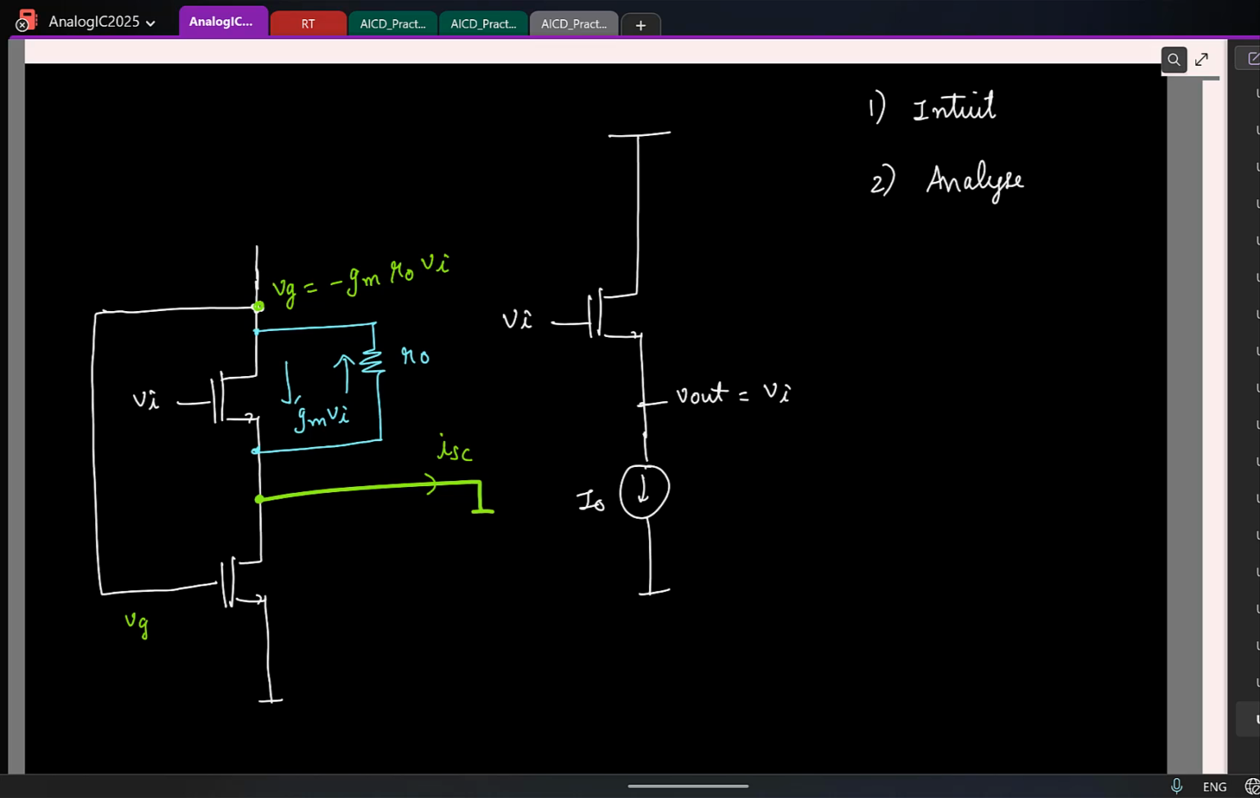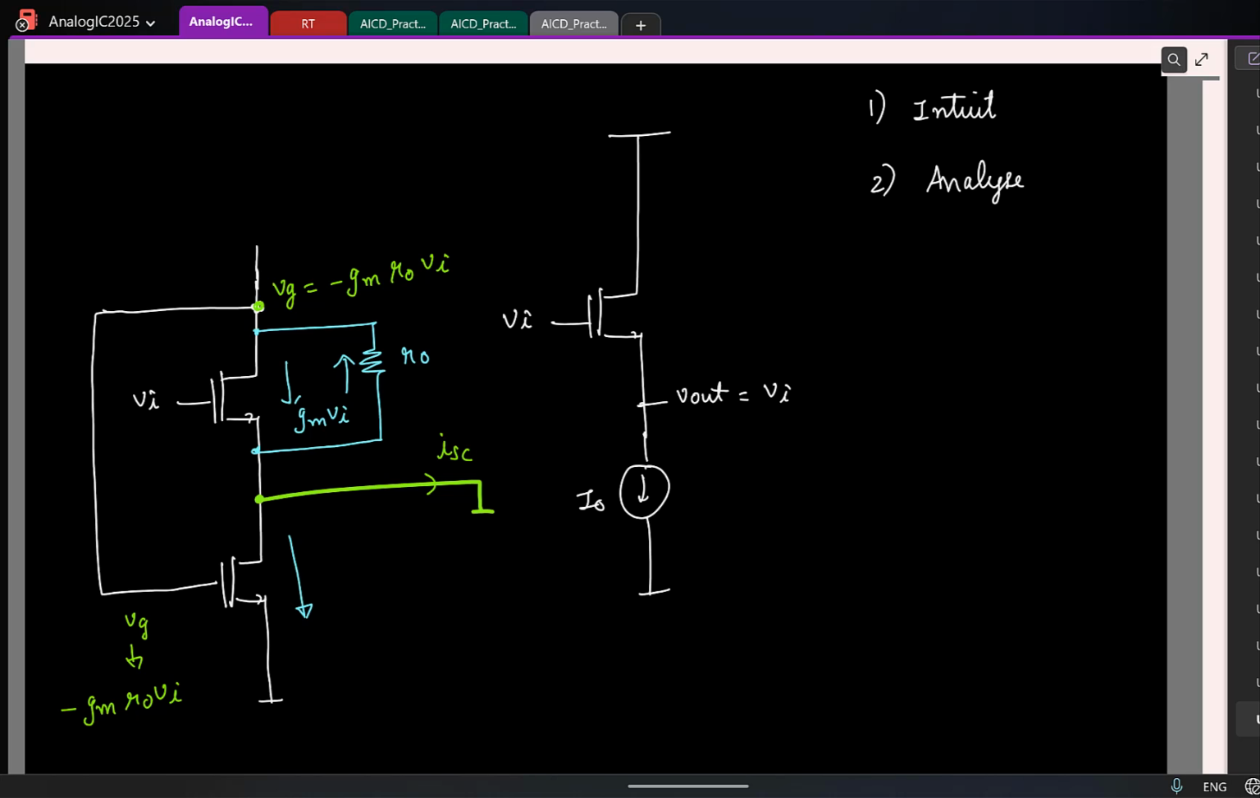I mean, if it's not clear, it is not that difficult. The current flowing up is how much? gm·vi. So which means the current flowing down is how much? Minus gm·vi. This potential is grounded. So voltage is minus gm R0 times vi. So let's quickly write. So this is basically minus gm R0 times vi. So what is the small signal current now?